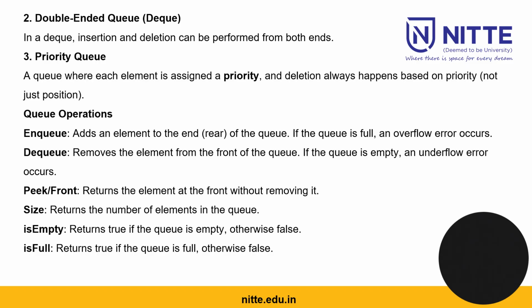Now we will see different queue operations. Already we saw the different queue operations like NQ and DQ, that means inserting and deleting an element from a queue. Peek, we know, is used to find the front element without removing it. Size will return the number of elements in the queue. Is empty will tell whether the queue is empty or not, and is full will tell whether the queue is full or not.